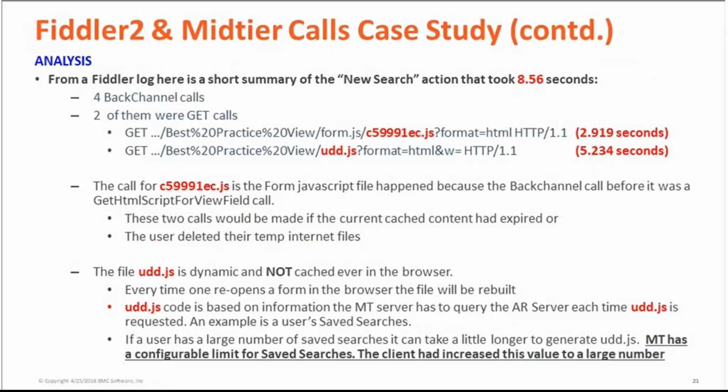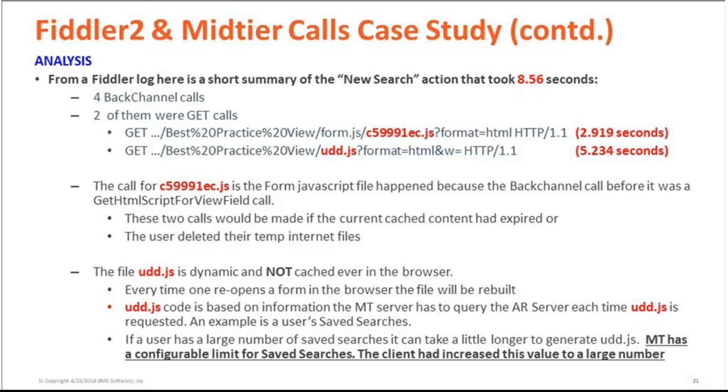The summary was that there were 4 back channel calls among those 6 calls. Two of those back channel calls were GET calls, and both were JavaScript calls. The first one was C59991 EC.js. The second was udd.js. As you can see from the screen, the first one took just under 3 seconds, 2.9, and the second one took 5.2 seconds. If you look at the first number in red on top, almost 8.2 seconds of those 8.56 were spent on these two JavaScript calls.